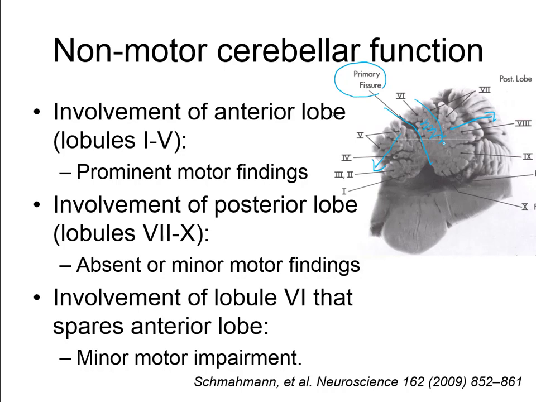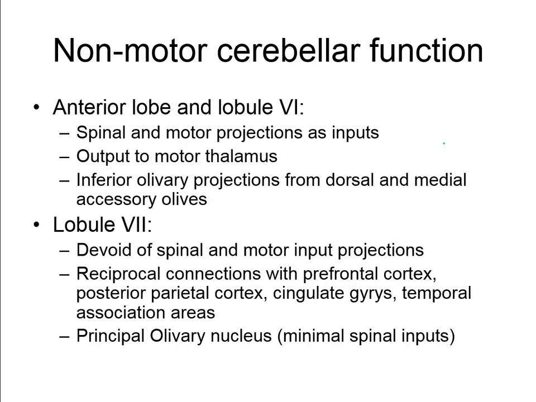John? Vermis and extending out laterally. So it's not just the vermis, because vermis is not particularly involved with the extremities. Okay? So, if you think about them, the anterior and superior surfaces and lobule 7 have inputs from motor systems and spine, and they output to motor thalamus. And the olive projections come from dorsal and medial accessory. Remember that separation of separate olivary domains?